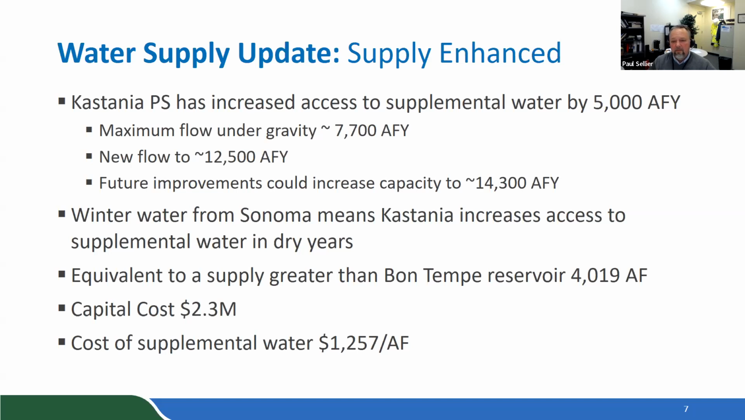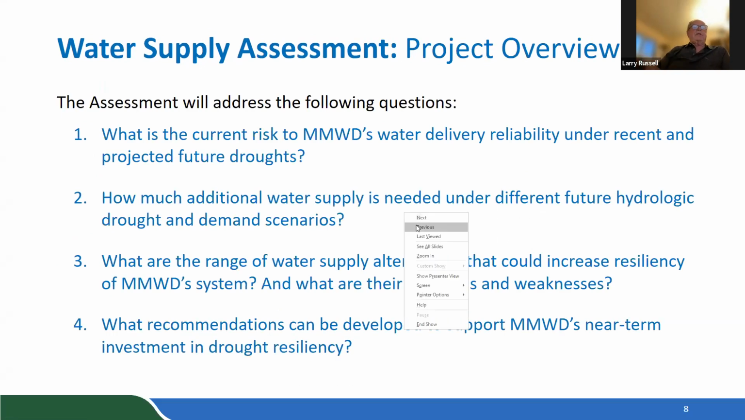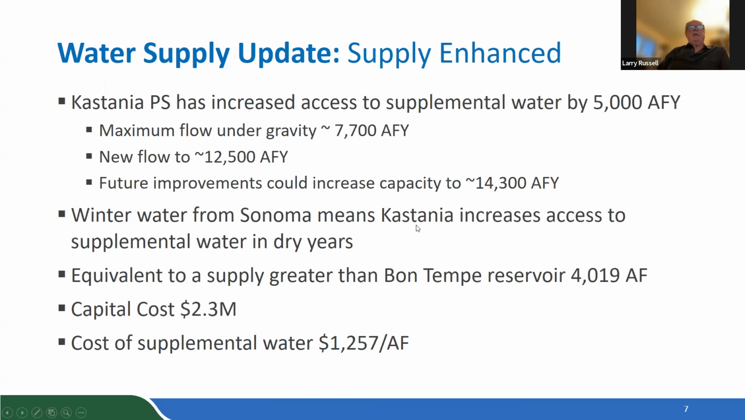If we think about this in terms of reservoir storage, it's greater than a reservoir the size of Bontempi. The capital cost I'm showing here includes phase 2, which is some additional resiliency work. And of course, the water that we get through Castania isn't free, and we're currently scheduled to pay about $1,257 an acre foot. But it is nice to have that additional resiliency. Also, Paul, I think we should indicate that it's approximately equal to the flow that would have resulted from the desal plant that was planned in 2010. Yeah, it's another equivalency. That's a good one.